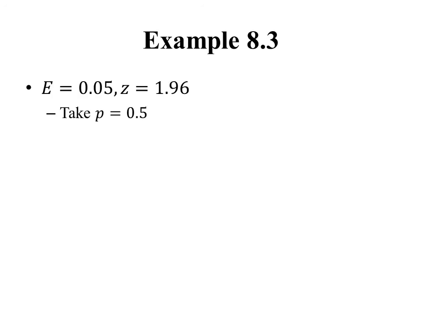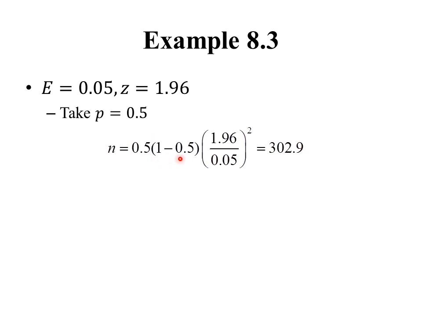And so, again, to summarize what information is given, we want a margin of error of 0.05. We're working at a 95% confidence level, so the critical value is 1.96, and then we'll take p to be 0.5. So now we're just going to plug stuff into our formula. Here's p times 1 minus p, z divided by e, squared. We do that arithmetic, and that comes out to be about 303. So we need to survey at least 303 students.